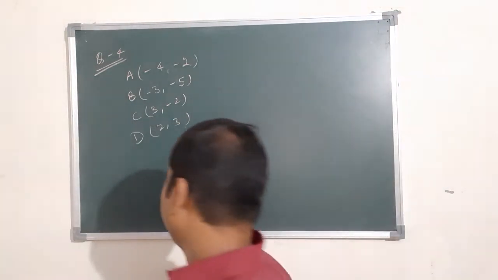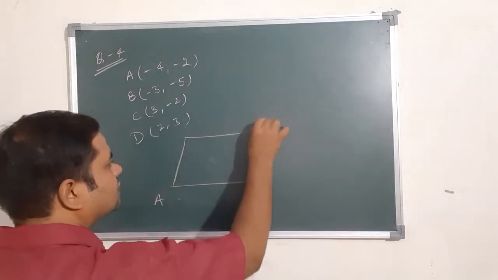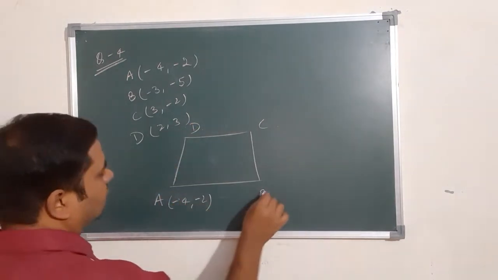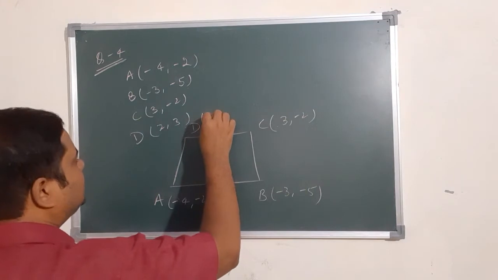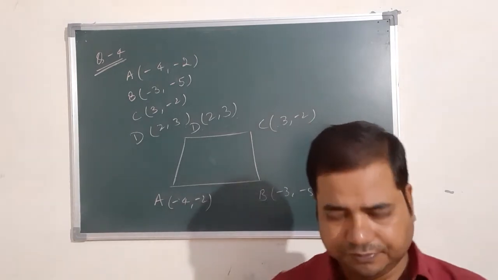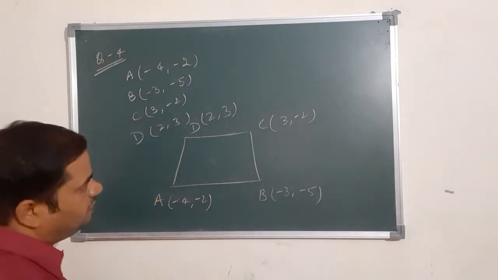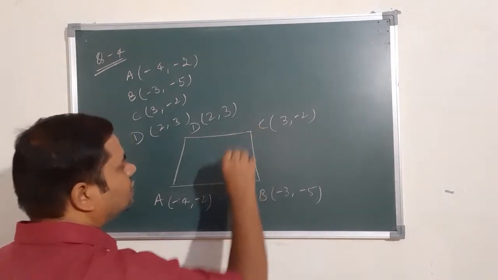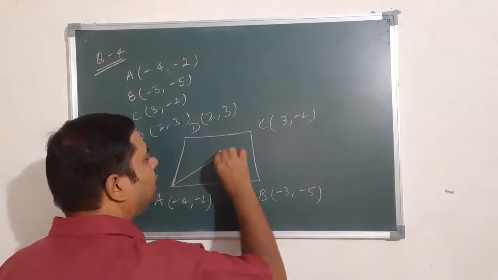That means if we make a quadrilateral, this is nothing but ABCD. A is -4, -2, B is -3, -5, C is 3, -2, and D is 2, 3. So how will you find the area of this quadrilateral? For this we need to understand a particular method, because you know only the area of a triangle, but this is a quadrilateral. So a very easy method you have to adopt here: draw a diagonal.